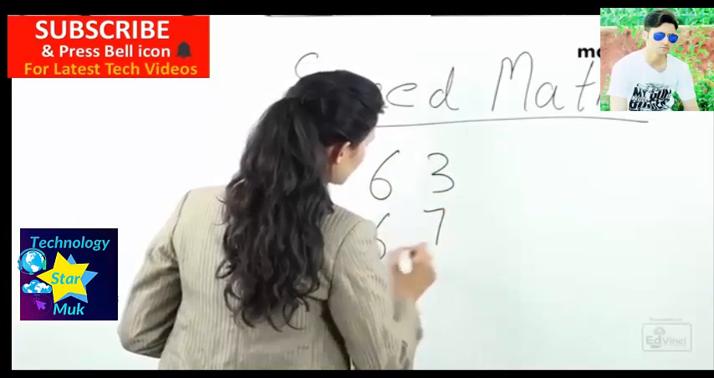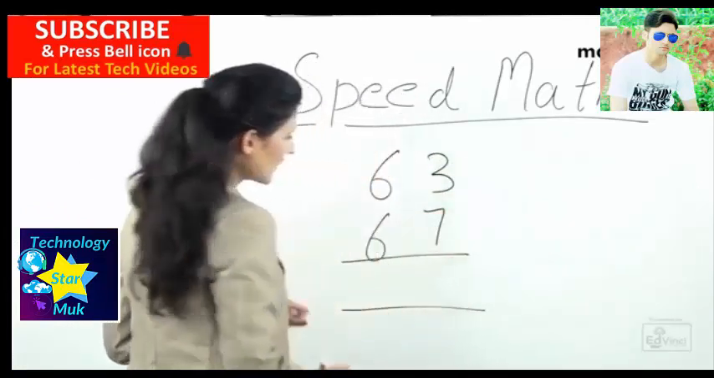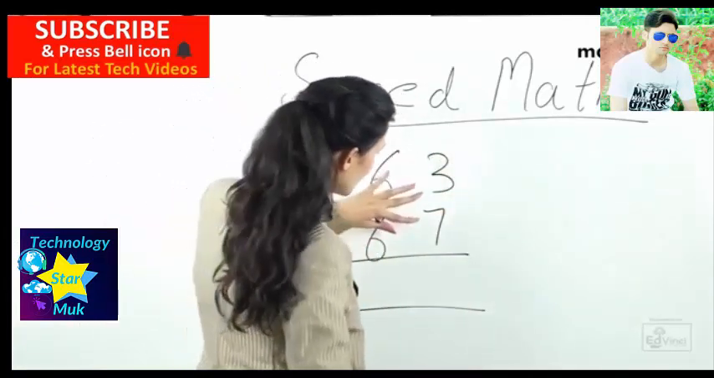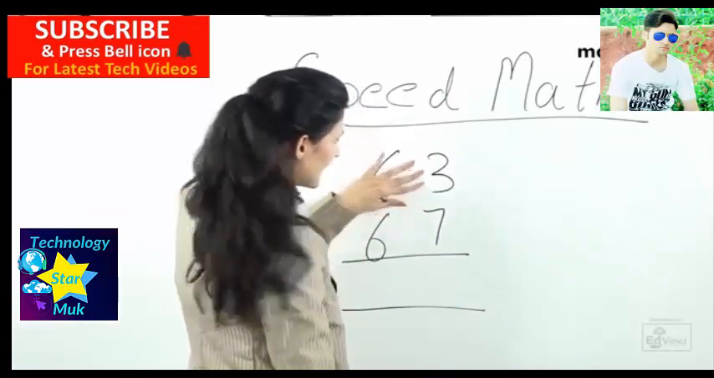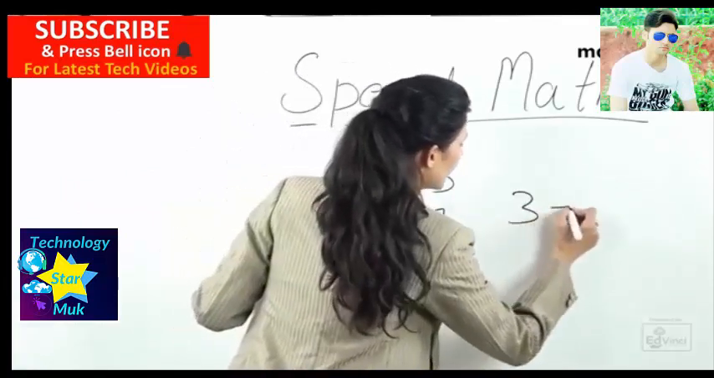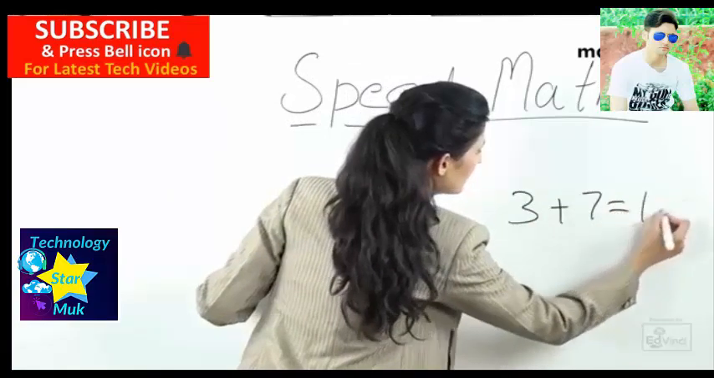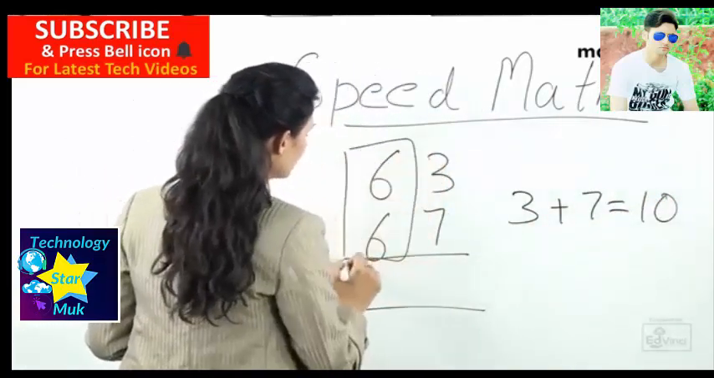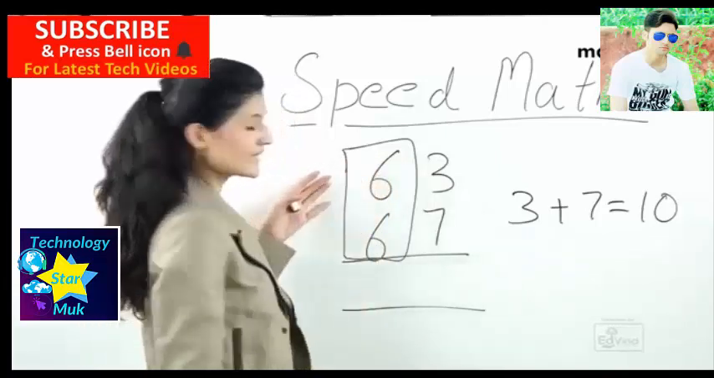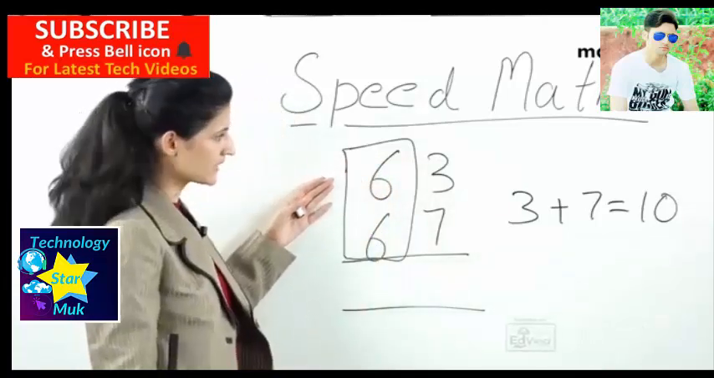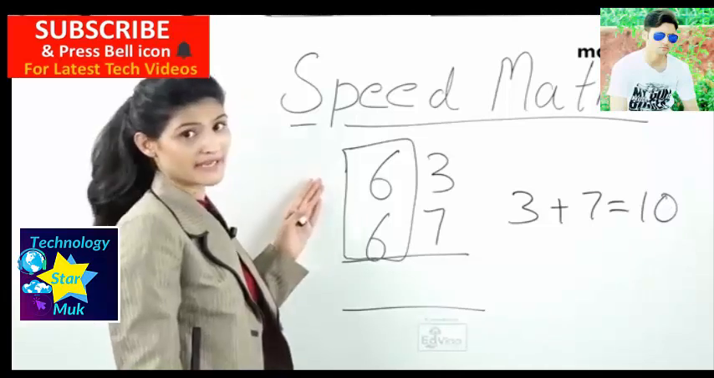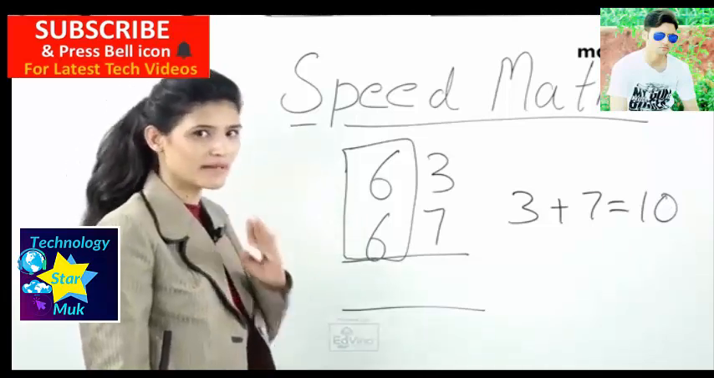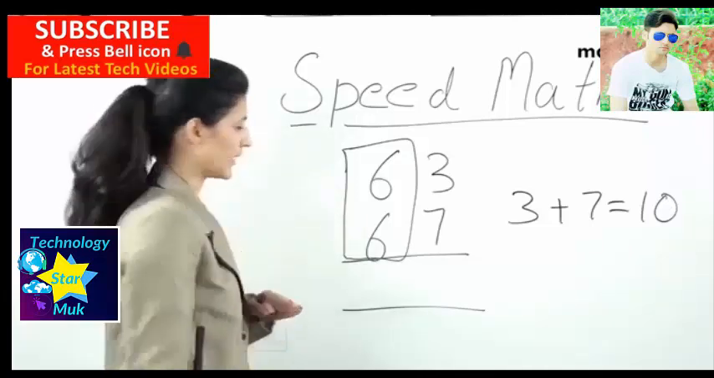63 and 67. So in partially complementary numbers, when you add the unit digits, like 3 and 7, it should give you a sum of 10. And the rest of the number, the remaining number, should be equal. So these are the partially complementary numbers. Now when it comes to multiplication, I'll tell you how to multiply these partially complementary numbers.